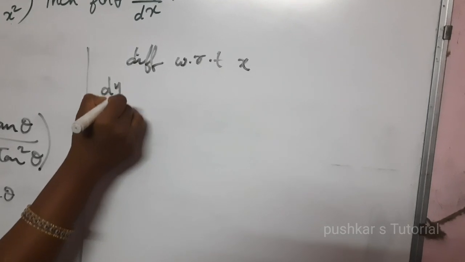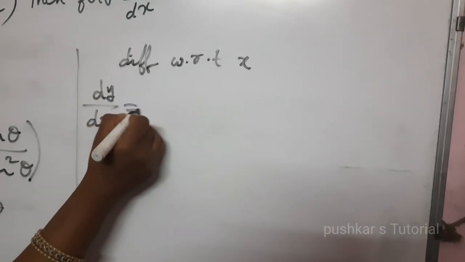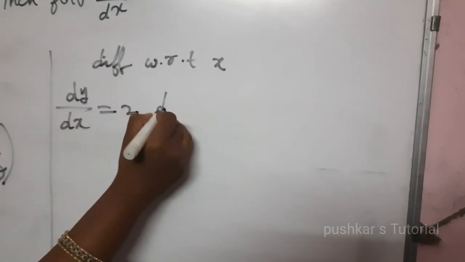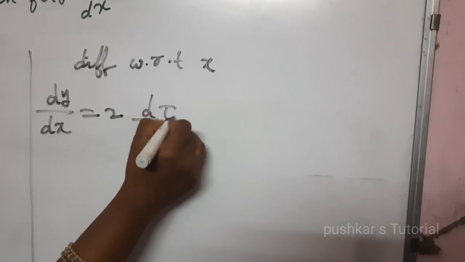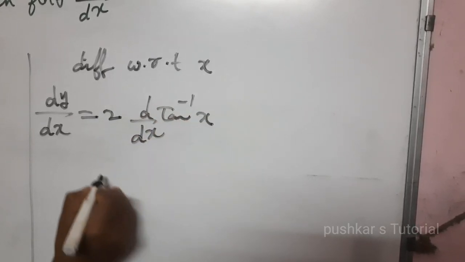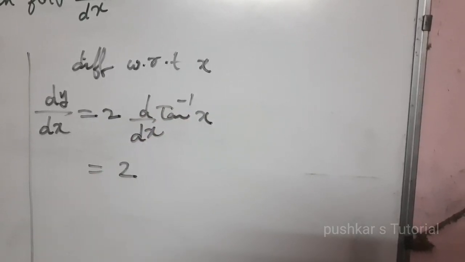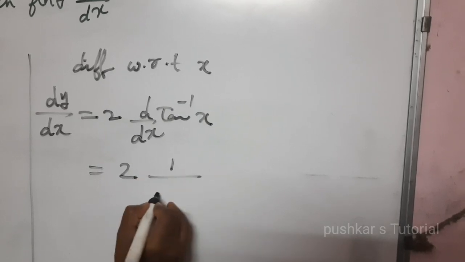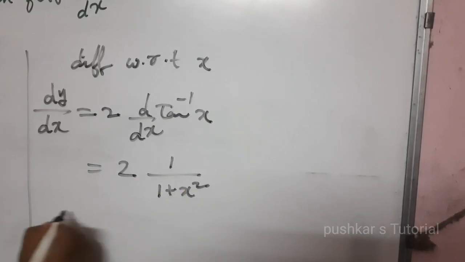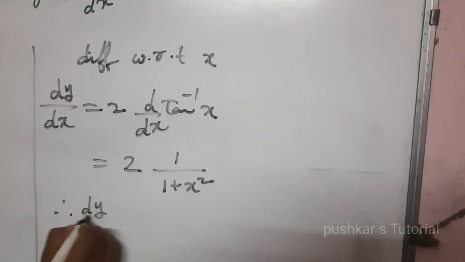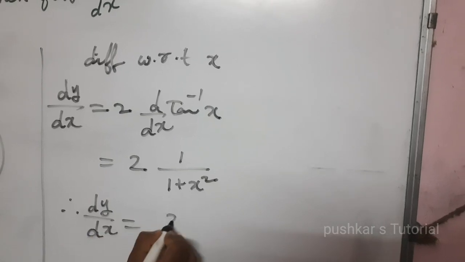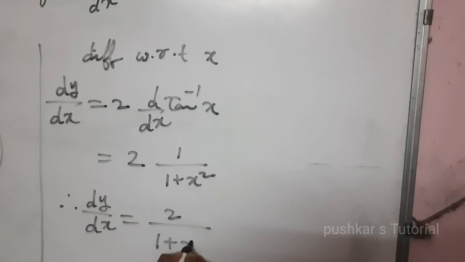So what will be dy by dx? It is equal to 2 as it is, only d by dx of tan inverse x. The differentiation of tan inverse x is 1 by 1 plus x square. Therefore, the answer dy by dx is equal to 2 by 1 plus x square.